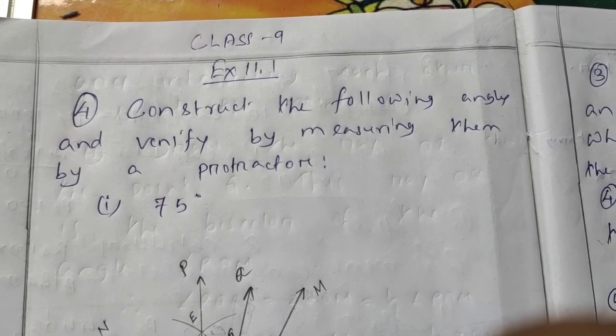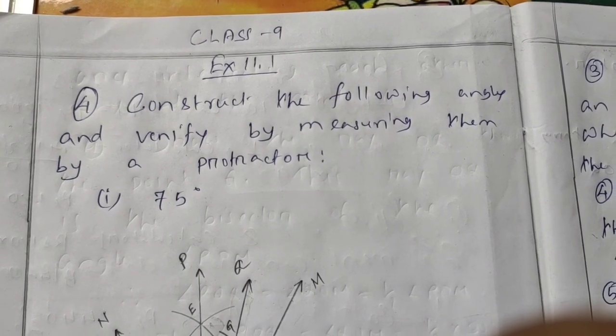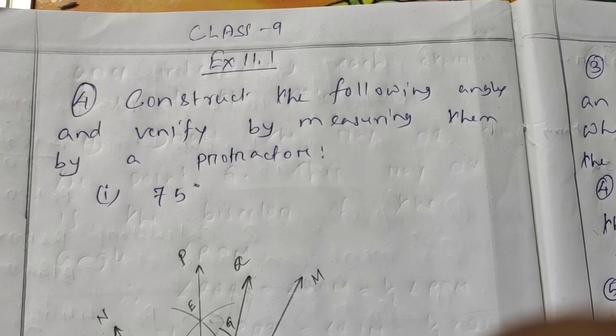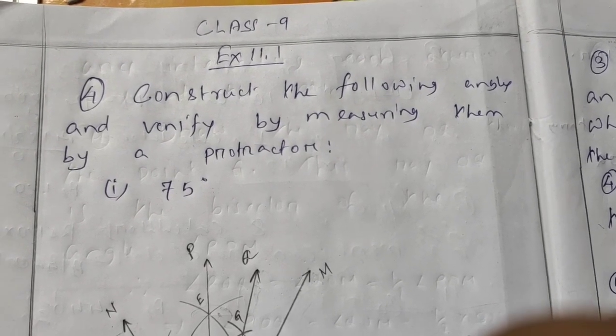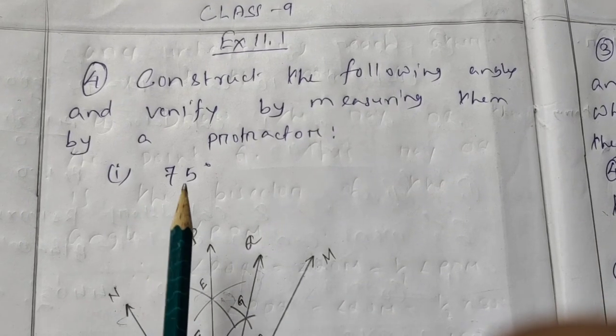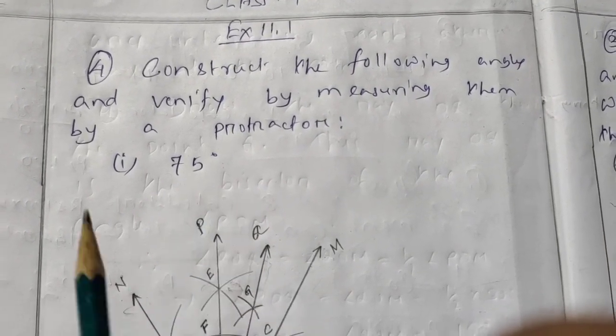Okay, good morning students. Today's class I will start from exercise 11.1, from question number 4. Construct the following angles and verify by measuring them by protractor. The first question is 75 degrees; you have to draw it.